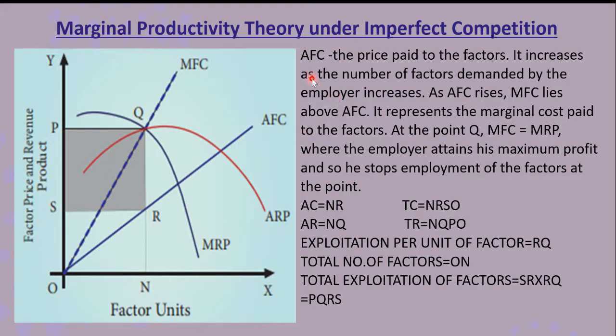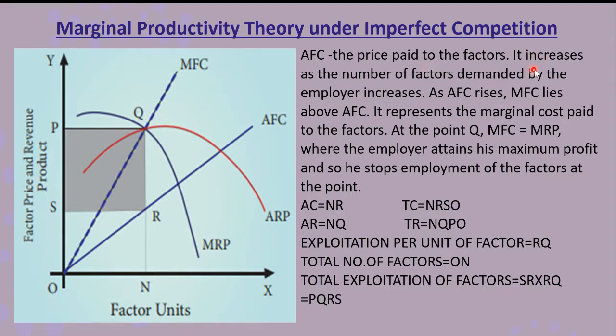So AFC, what do you mean by AFC? Average factor cost. What is MFC? Marginal factor cost. ARP is average revenue product, and MRP is marginal revenue product. On the y-axis, we have plotted factor price as well as revenue products. AFC is the price paid to the factors of production.